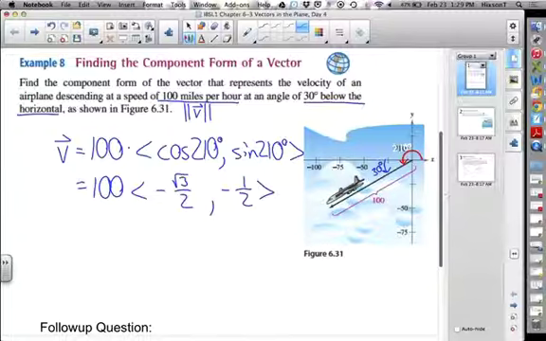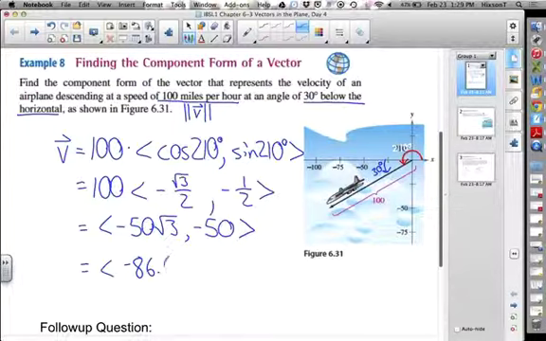Now we multiply, and you can leave them in terms of the radical 3, so you'd have negative 50 root 3 and negative 50. Or if you want to write it out as a decimal, that would be negative 86.6 and negative 50. And again, this isn't realistic because we're not going to be falling out of the sky at 50 miles an hour. Hopefully.